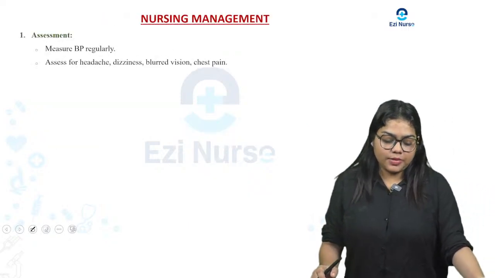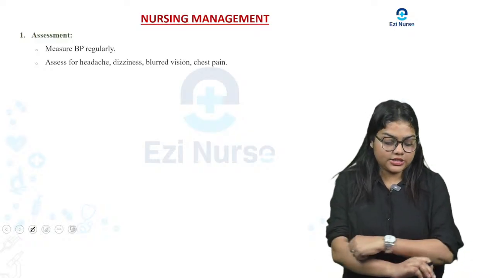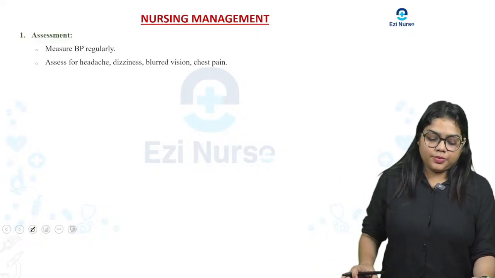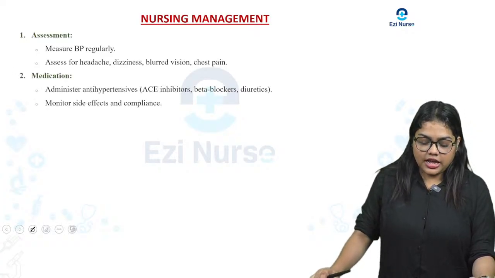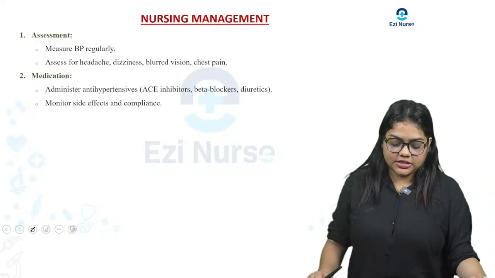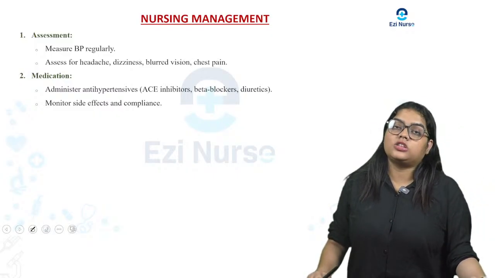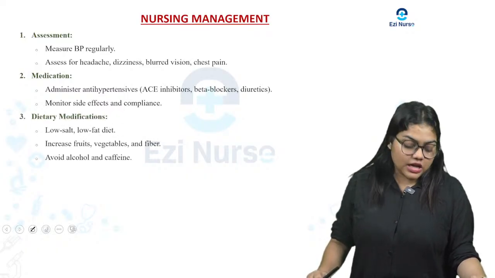Okay, then nursing management. So what is the nursing management for the patient with hypertension? We have to measure the BP regularly and assess the headache, dizziness, blurred vision and chest pain. For the medication, we have to administer the antihypertensives such as ACE inhibitors, beta blockers and diuretics. Also we have to monitor the side effects and compliance with the drugs.